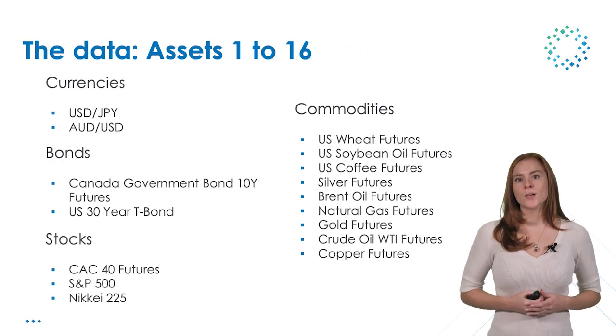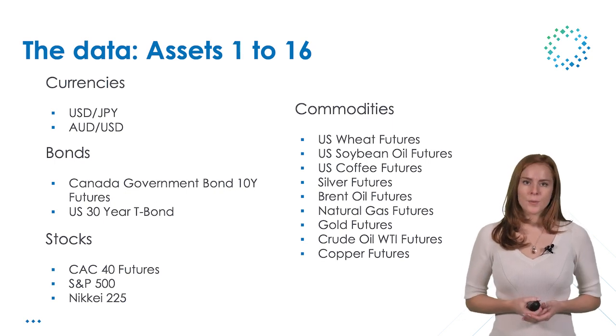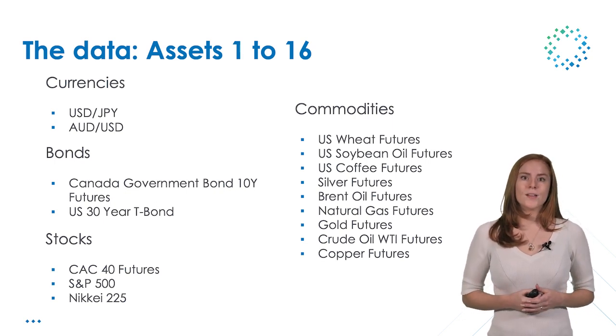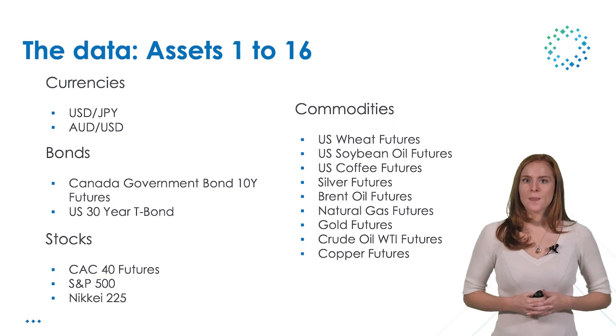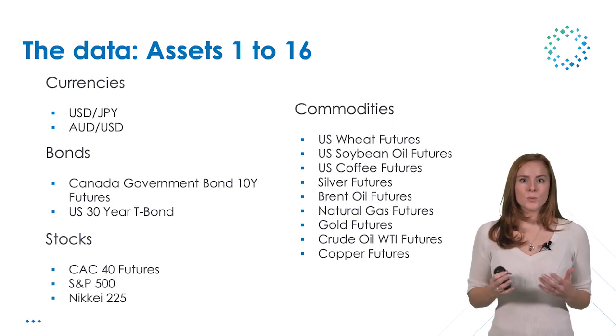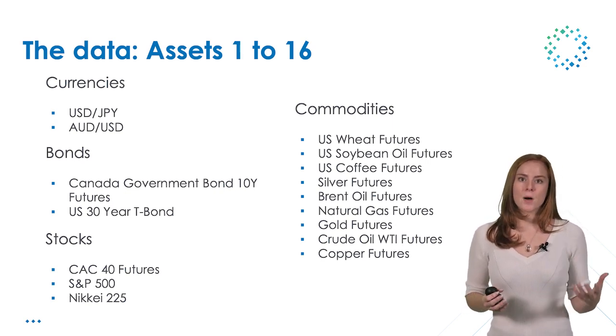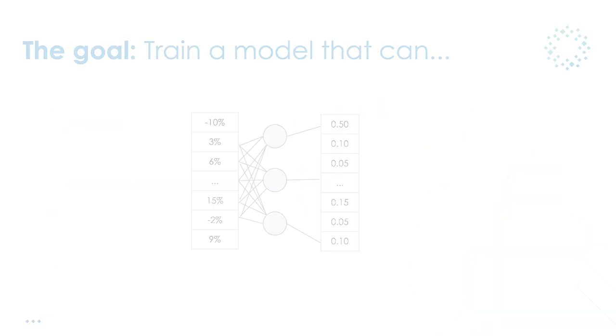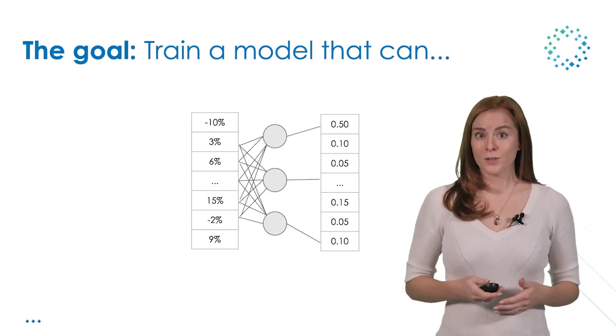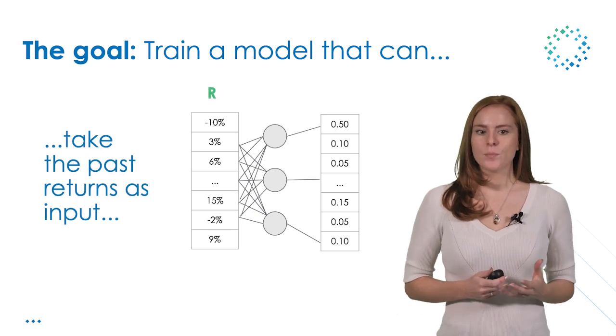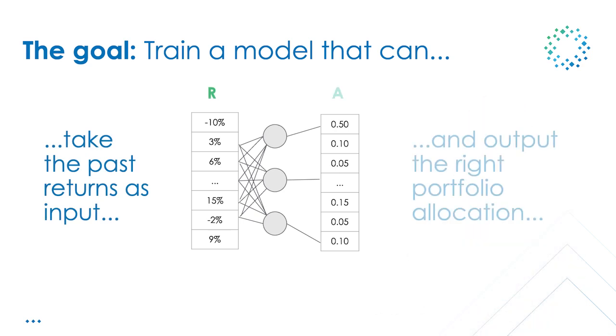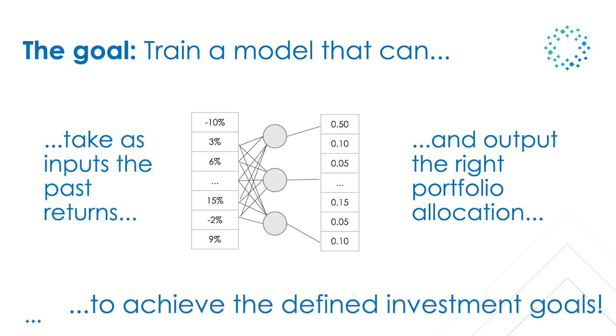Later in this course, we're going to implement our own RL algorithm. We're going to do this with a basket of 16 assets. It's going to be a variety of risk-return profiles like currencies, commodities, bonds, and stocks. The goal is to train a model that can take as input the past returns and output the action, or the right portfolio allocation. Why? Because we want to win the game of portfolio allocation. In other words, we want to achieve the defined investment goals.